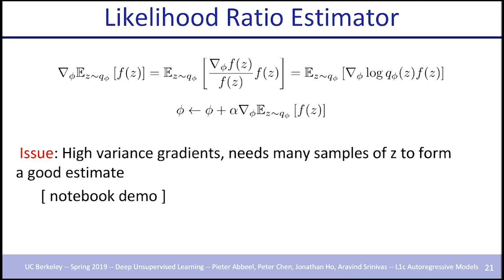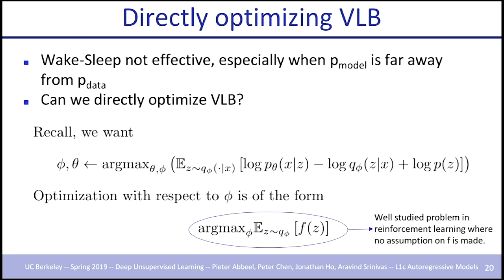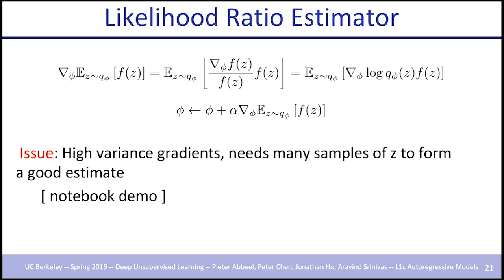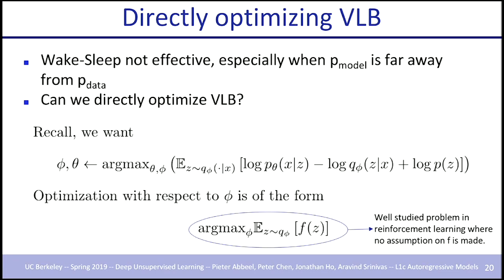Let's see, Alvin. So I will switch from here to Alvin. Basically what's going to come up next is we will look at ways to directly optimize the variational lower bound instead of trying to sidestep it through the wake-sleep algorithm.